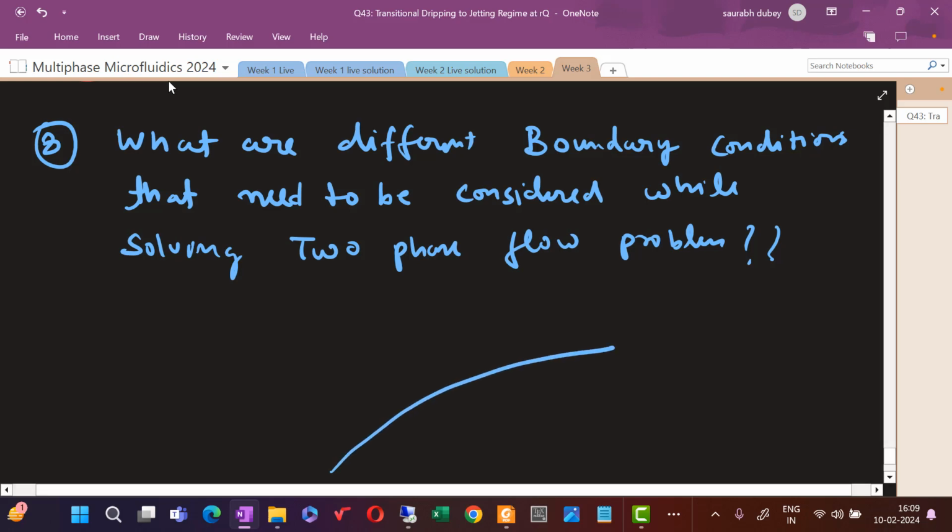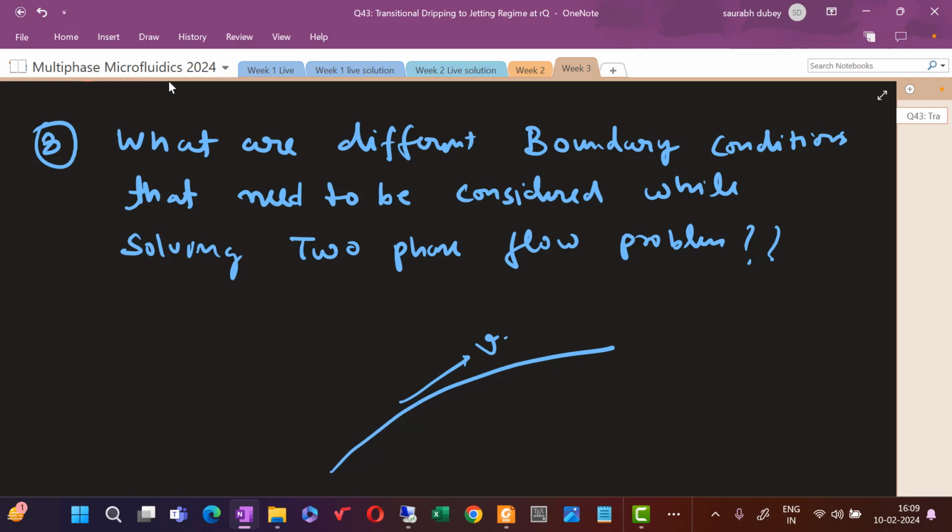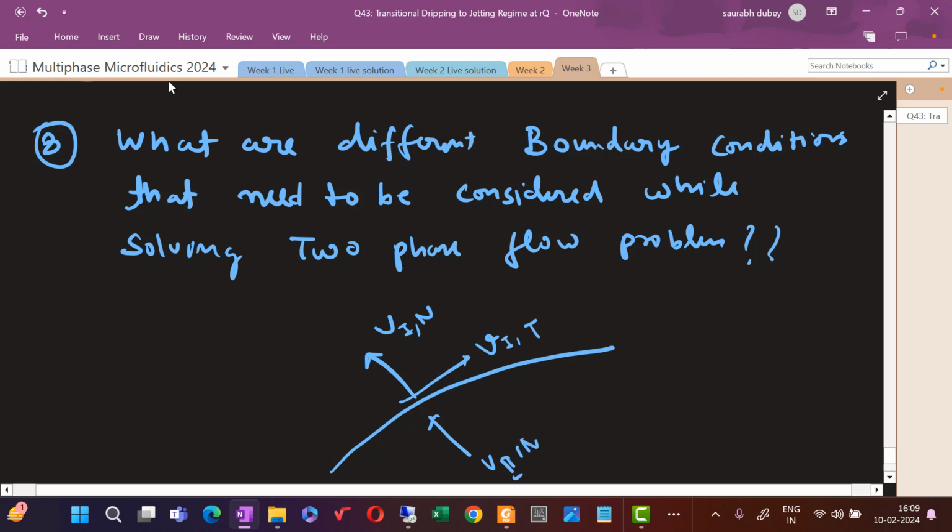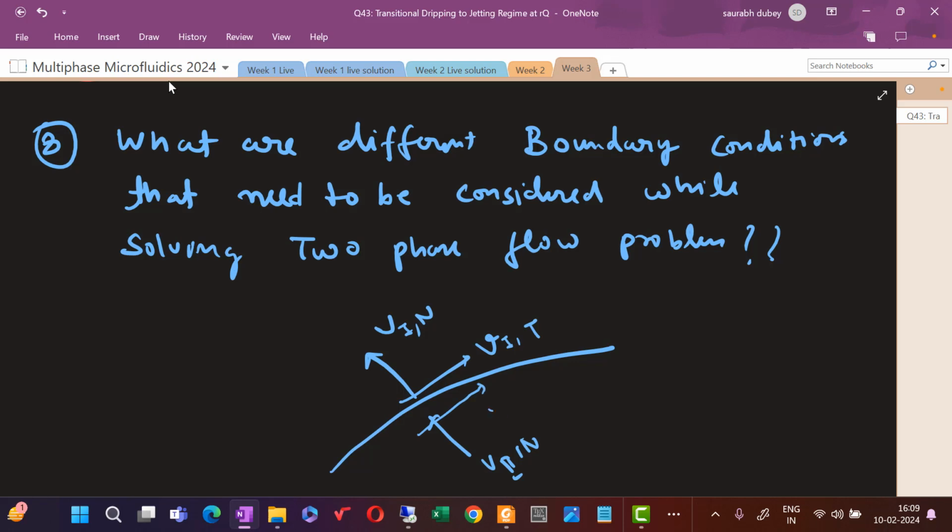Suppose this is the interface. In this direction, for the first phase there will be a tangential velocity component, and the other velocity component for the first phase is the normal velocity component. Similarly, for the second phase there will be a normal velocity component and some tangential velocity component.